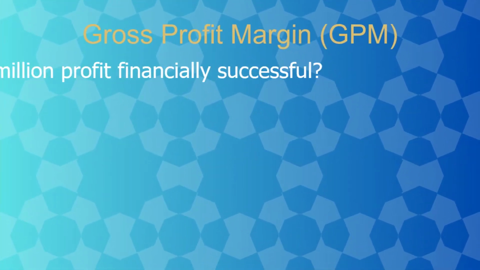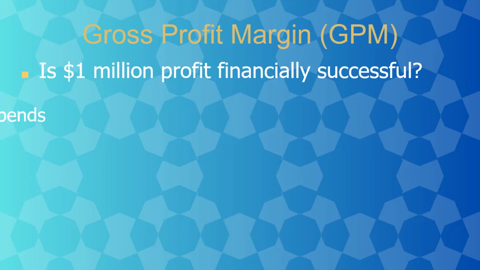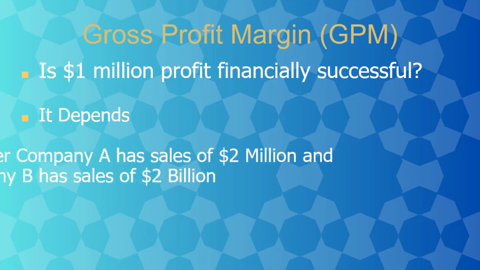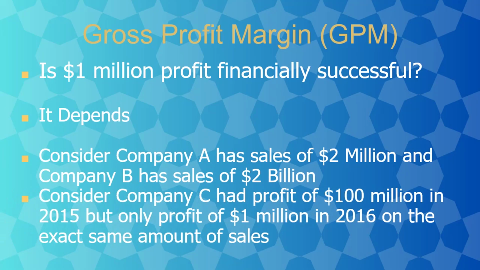Is a $1 million profit financially successful? It depends on the context. For instance, Company A with $2 million in sales versus Company B with $2 billion in sales, or Company C's fluctuating profits despite consistent sales, illustrate the importance of understanding gross profit margin.